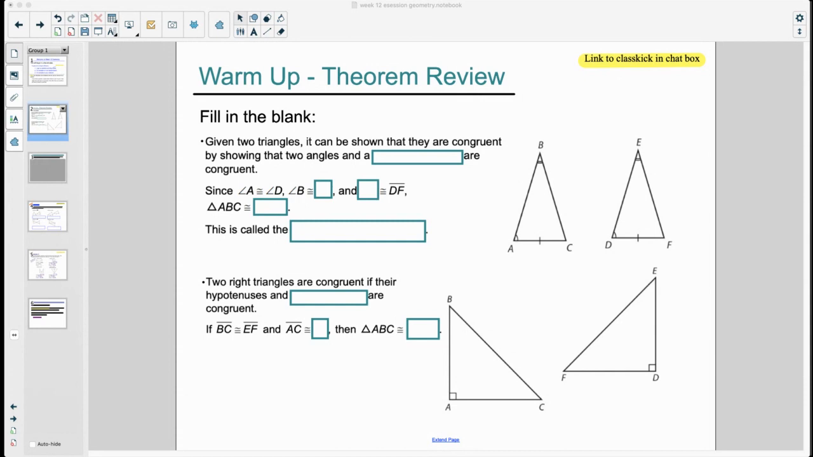Great job so far, guys. I'll give you another about a minute and a half or so. Those of you just joining us, we are working on our warm-up. We are reviewing the theorems that we added this week for our triangle congruence, so you are filling in the blanks as best you can. Those of you just joining us, welcome. The link to the Class Kick site, if you would like to do that, is in the chat for you. I'll give you about a minute and a half, guys.